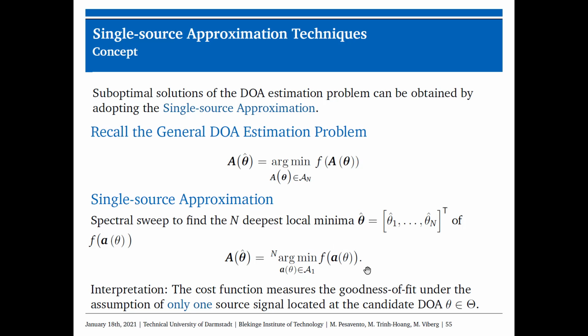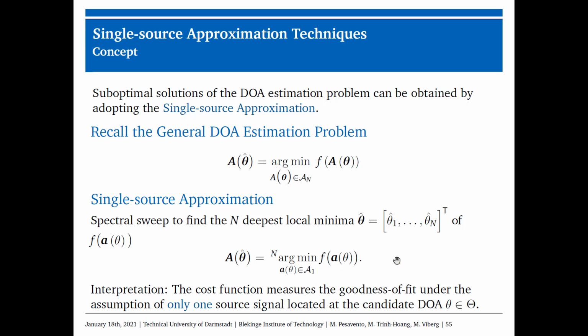Then we perform a spectral sweep over the discretized field of view. The positions where we attain the n deepest local minima are considered to be the estimated DOAs. We can summarize the whole procedure of the spectral sweep in the following shorthand notation, where we find the positions of the n deepest local minima of f.